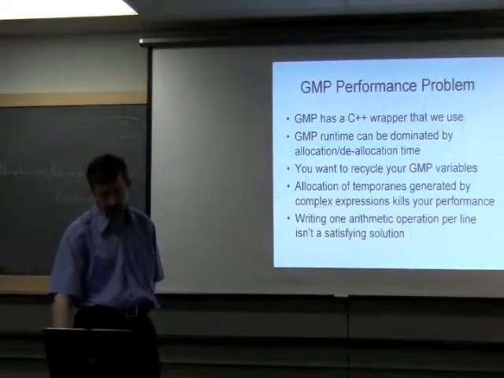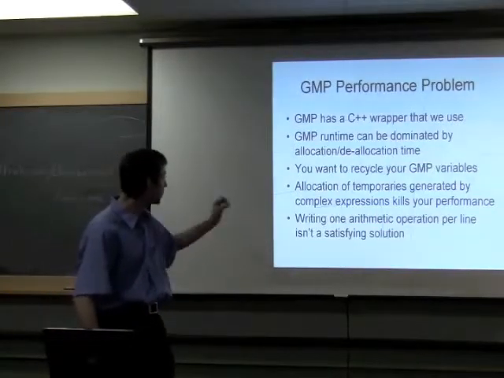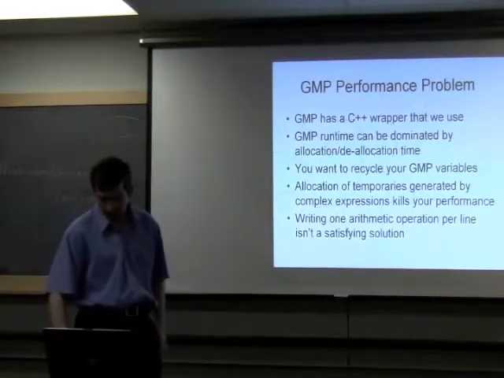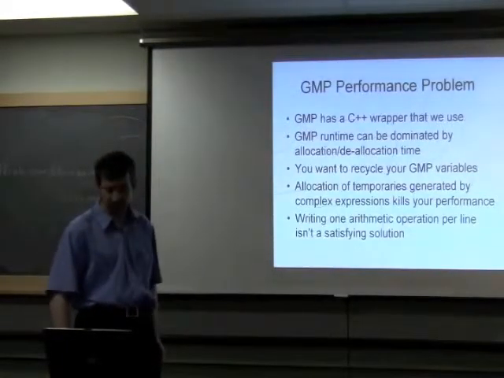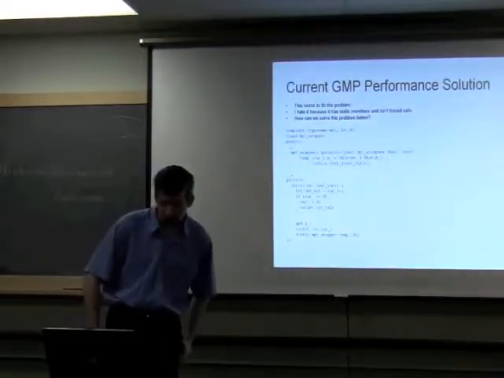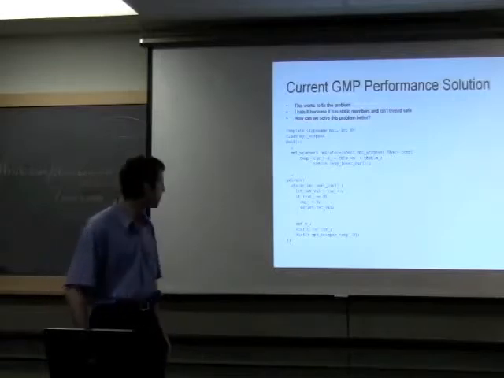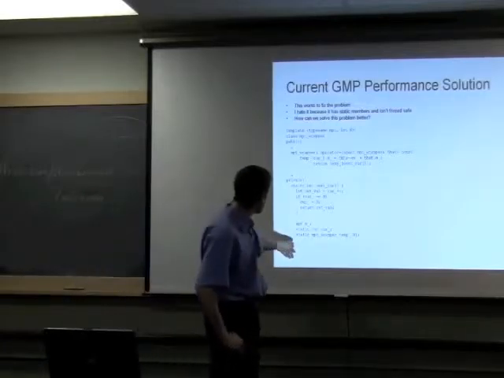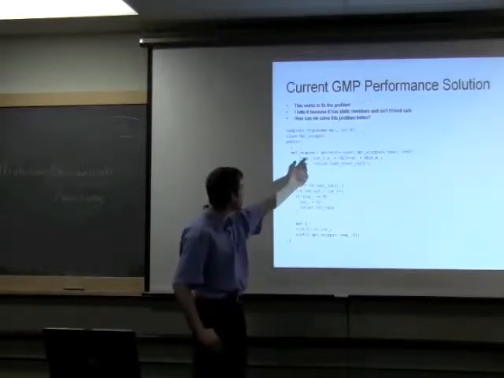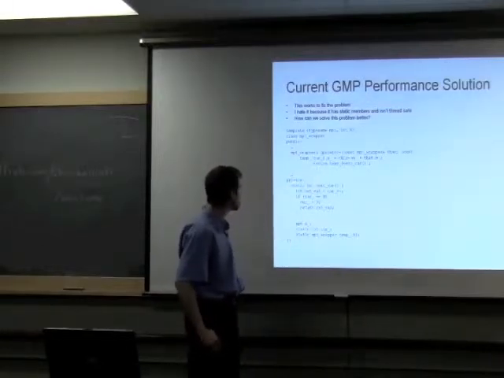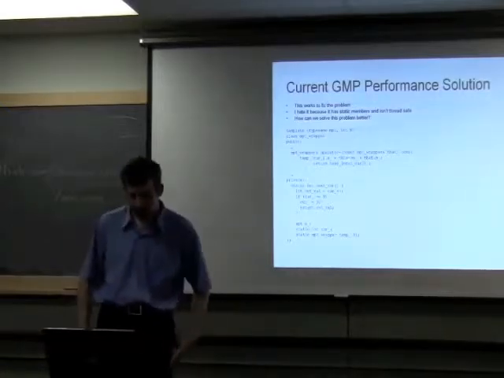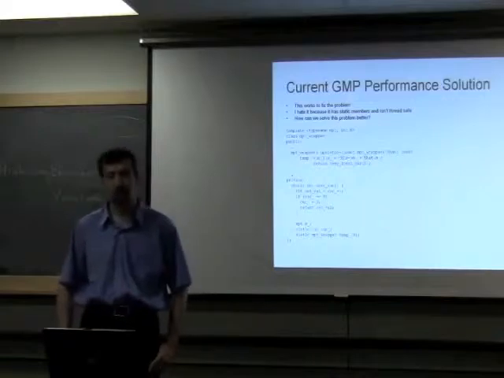So you can avoid temporaries, of course, by just writing one arithmetic operation per line. That's not very satisfying, not very readable. Not that the code is that very readable anyway, but we'd like to do better. So the student went ahead and implemented this wrapper for GMP, where he basically keeps a circular buffer of temporaries in a static array, and then every time he needs to return a temporary, he returns a reference to one of these. And I hate this solution because it's not thread safe, and I'm wondering how can we solve this problem better?